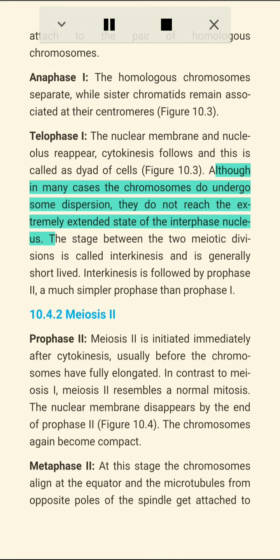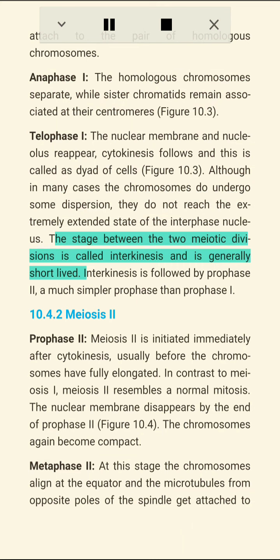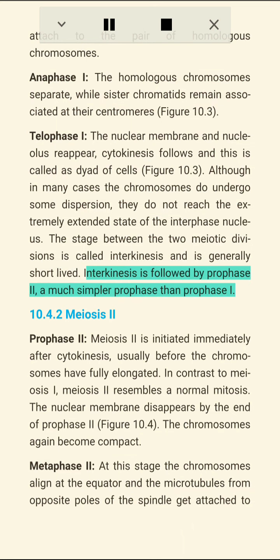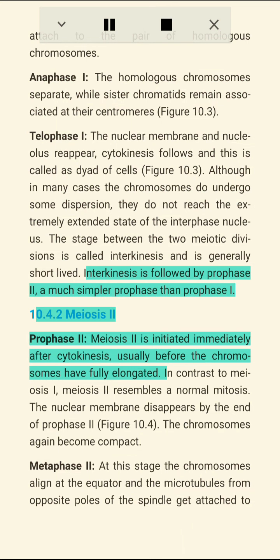Although in many cases the chromosomes do undergo some dispersion, they do not reach the extremely extended state of the interphase nucleus. The stage between the two meiotic divisions is called interkinesis and is generally short-lived. Interkinesis is followed by Prophase II, a much simpler prophase than Prophase I.